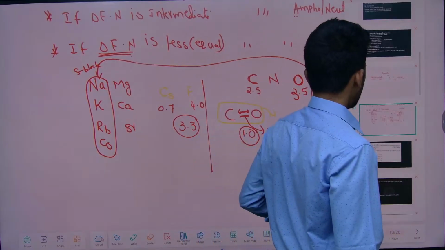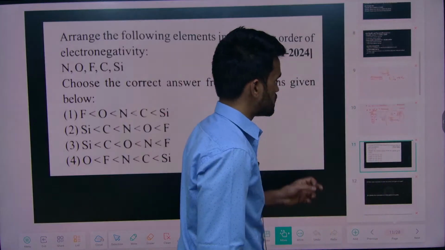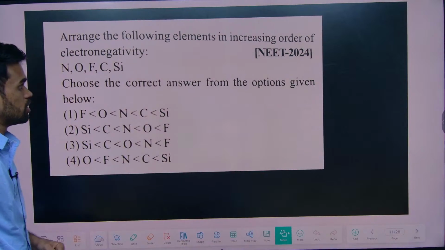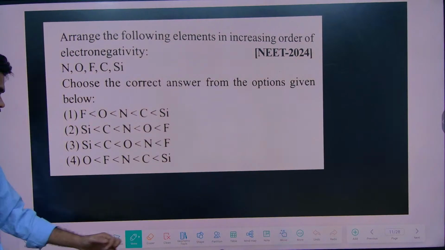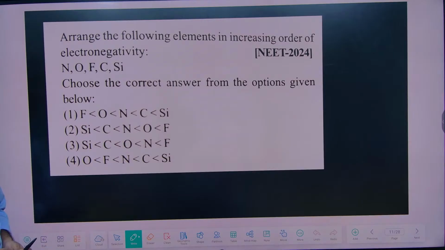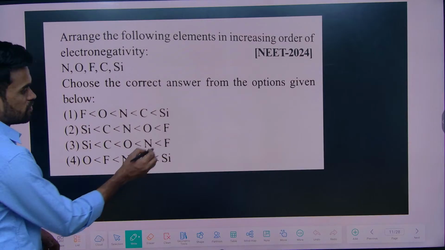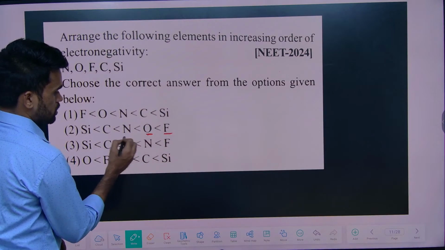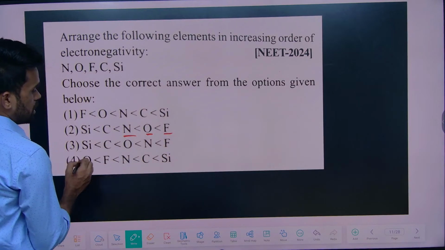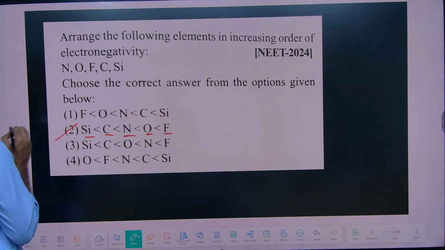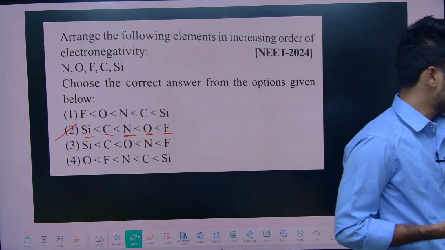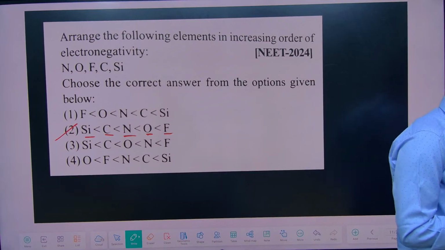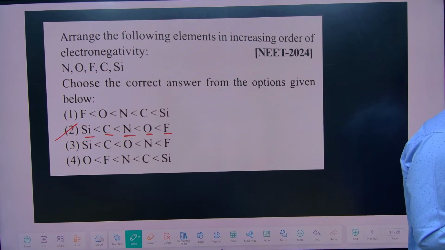Now I will ask you to answer this question as per the discussion. Arrange the following elements in the increasing order of electronegativity as per the discussion. Tell me which is the most electronegative element we have seen? Fluorine. After fluorine, oxygen. Then next nitrogen. Then next carbon, silicon. So the second option is our perfect answer for the discussion, right? So guys, if this is clear, please hit the like button so that I can consider you are following the session.